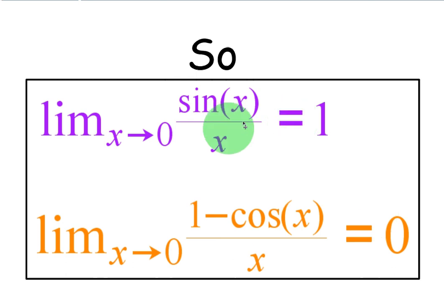Now, note that the first one involving sine is equal to 1, and the second one, which involves cosine, is equal to 0. They're special cases, and we're going to use these two special cases to prove limits of other trigonometric functions. If you have any other questions about this lesson, let me know.